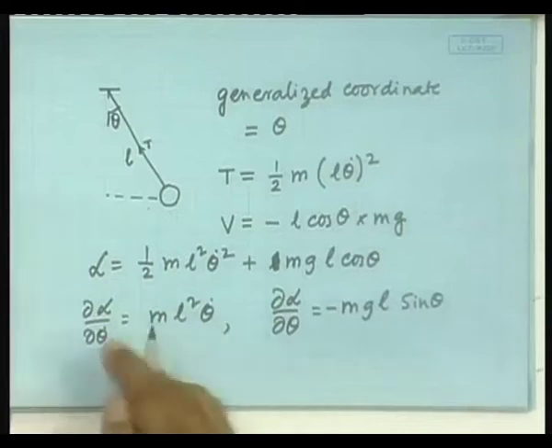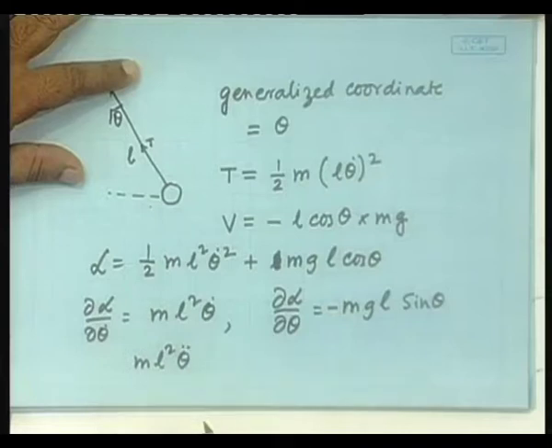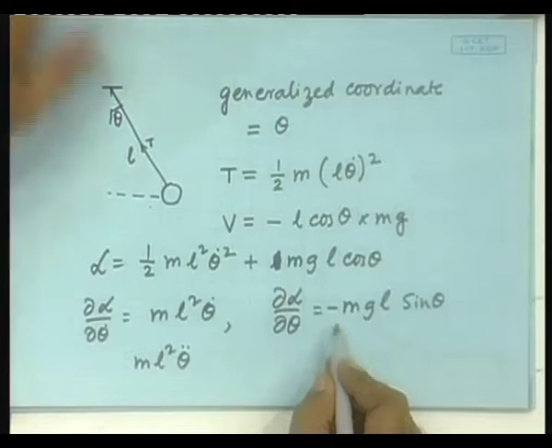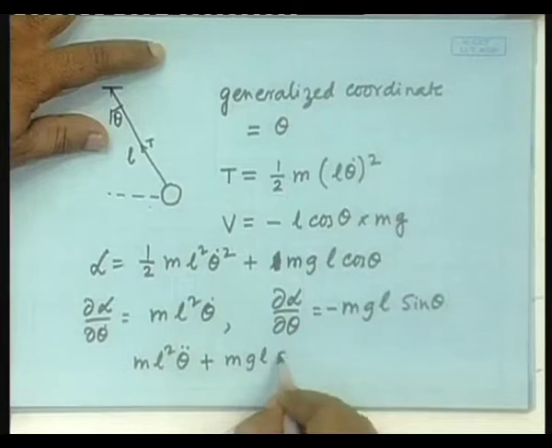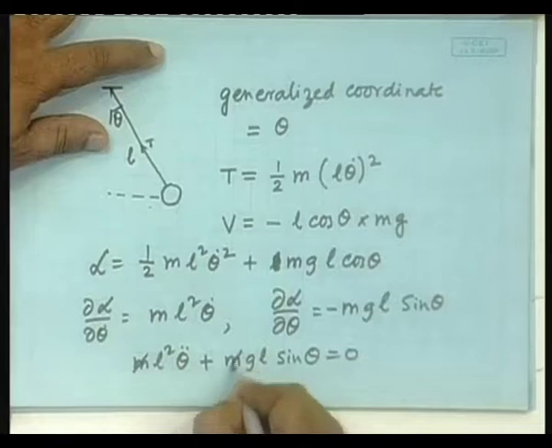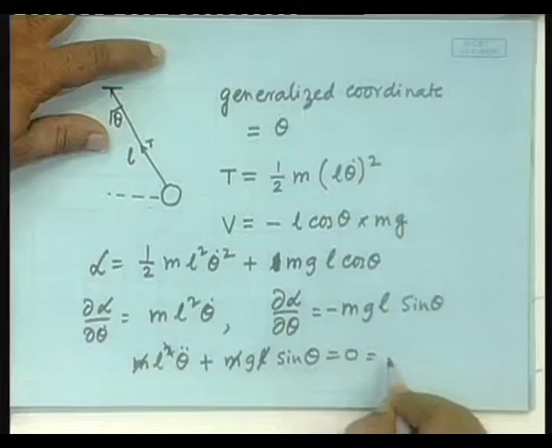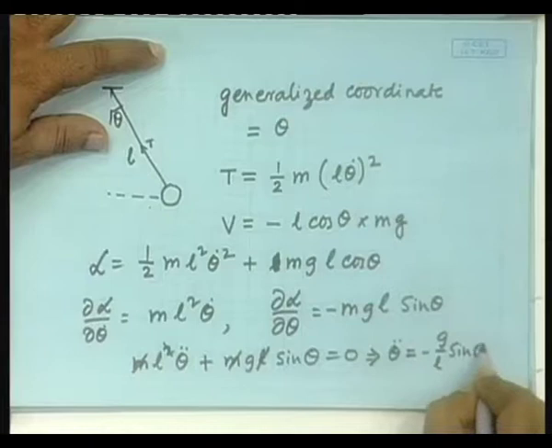Derivative of this with respect to time, which is m L square theta double dot, minus of this, so it's plus m g L sin theta equal to 0. M cancels off, one of L cancels off, so you get theta double dot is equal to minus g by L sin theta. That is the equation.